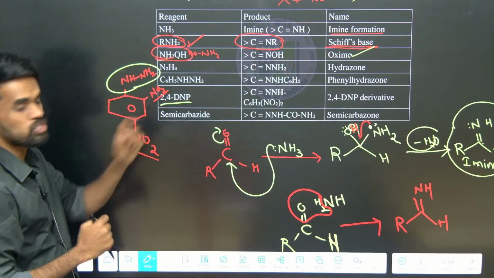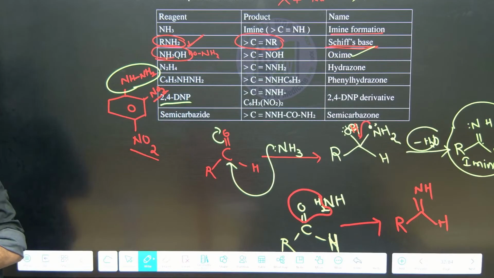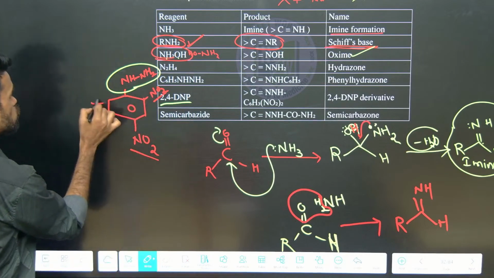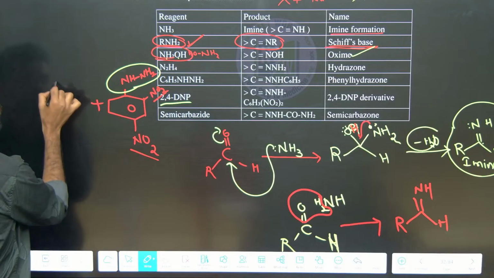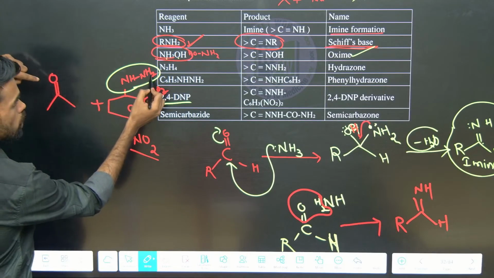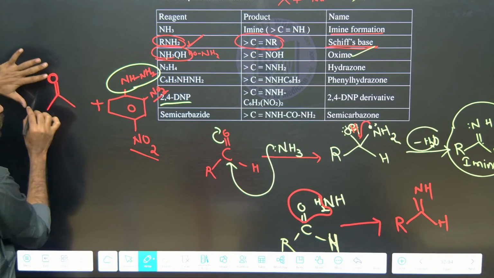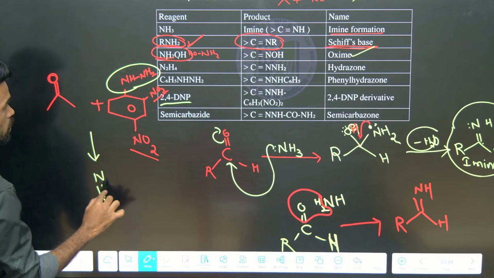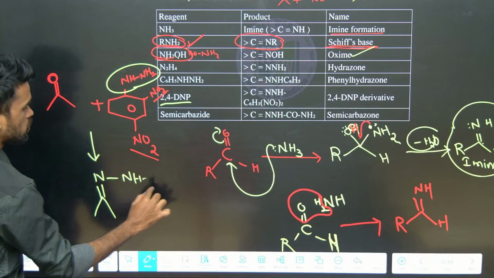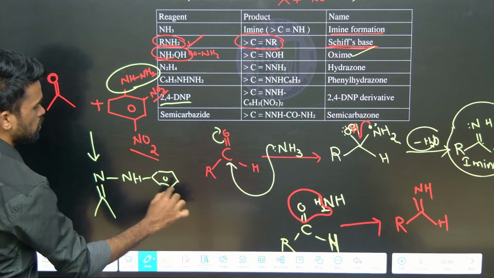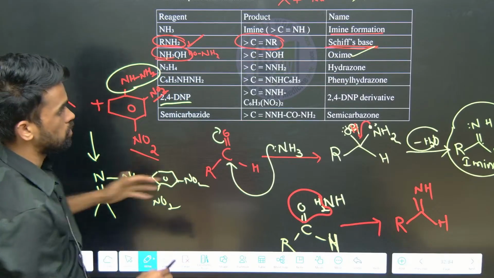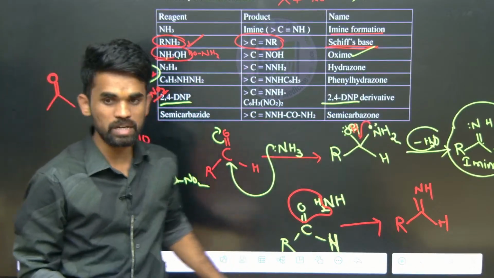So you can call it in short form as 2,4-DNP. Upon treating this 2,4-DNP with our carbonyl group, what happens? These 2 hydrogens and this oxygen will be removed as water, so that you will get a compound like this, with NH, NO2 and NO2. This is the product formed here. So a 2,4-DNP derivative is formed.